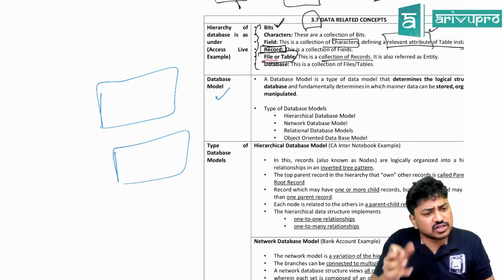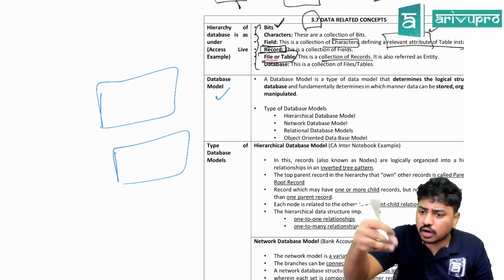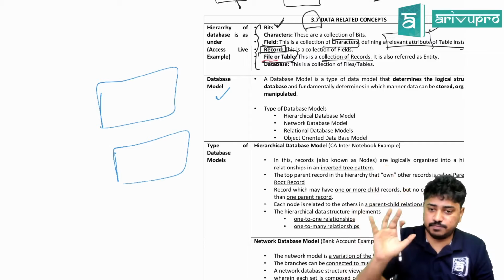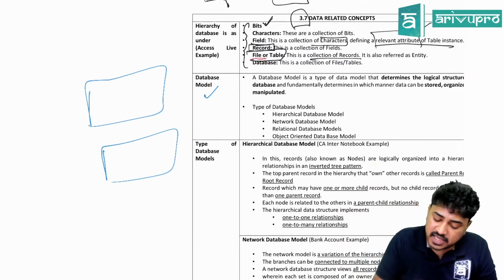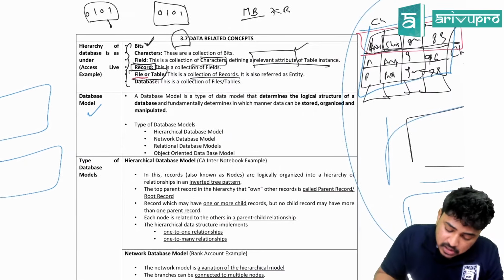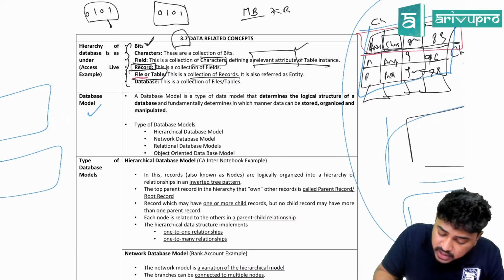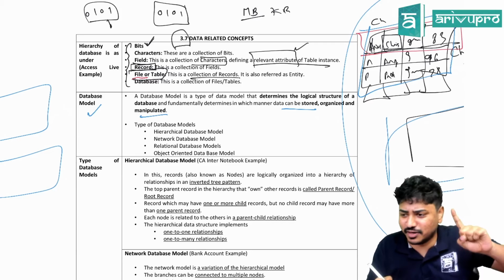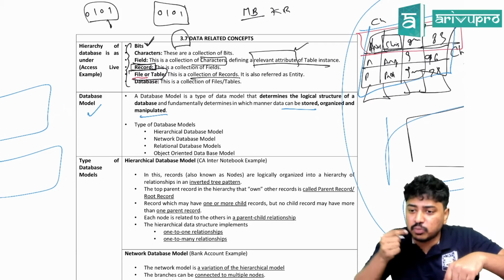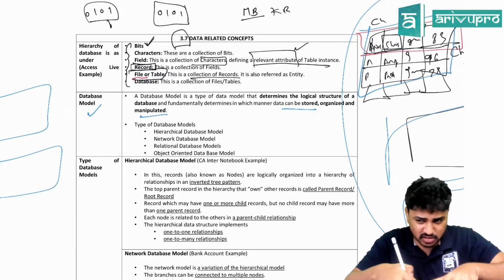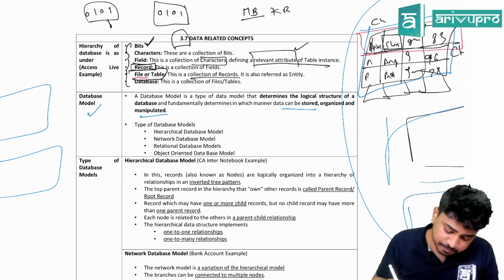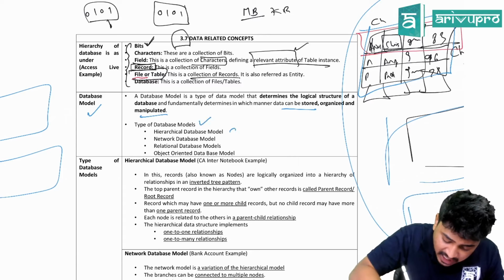There are different ways of arranging data. Do you agree or not? Right? There are different ways to arrange the data. So how are they arranged? That is what we are going to see as database model. Right? That fundamentally determines how the data is stored, organized, and manipulated. Manipulated, don't take the English word manipulation. We already studied. Manipulation means calculations. How is it calculated? How is it processed? Are we clear? Done.